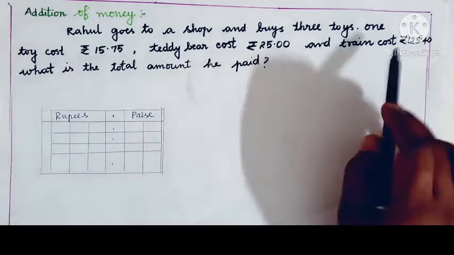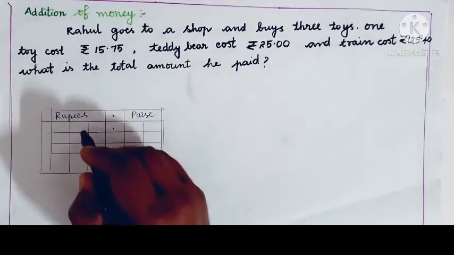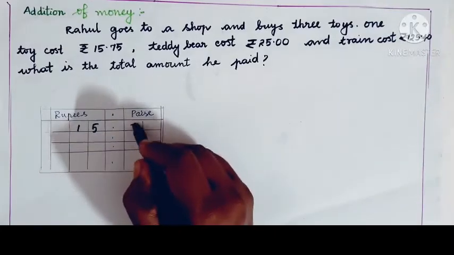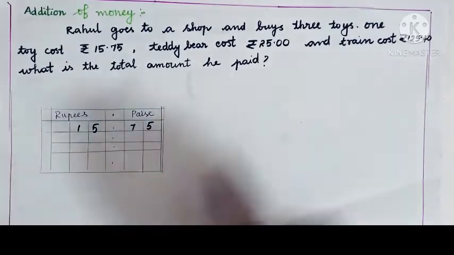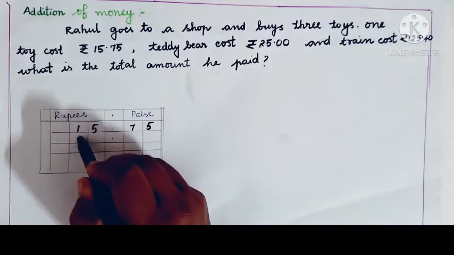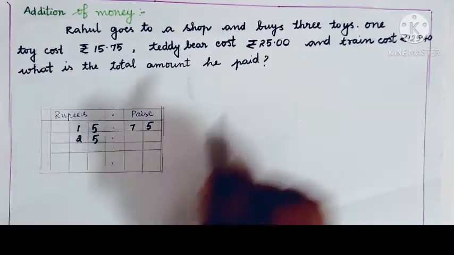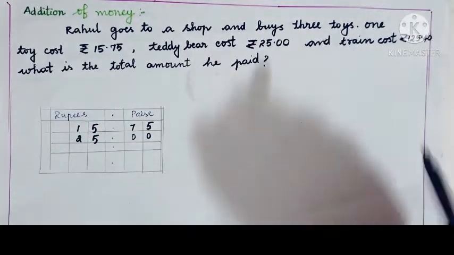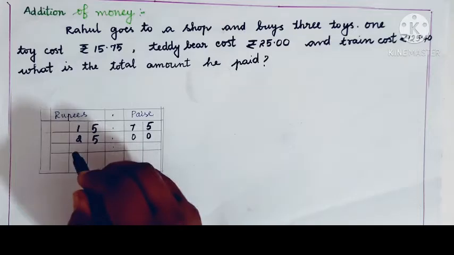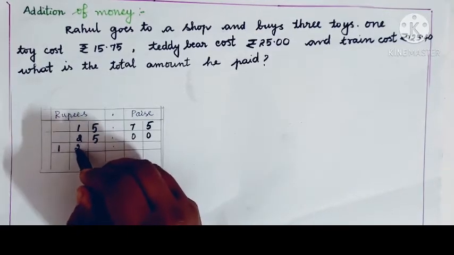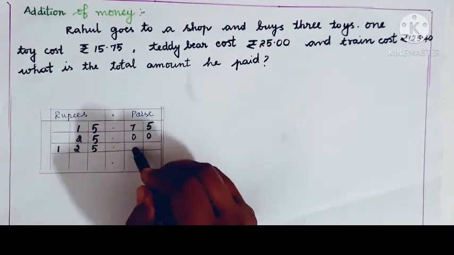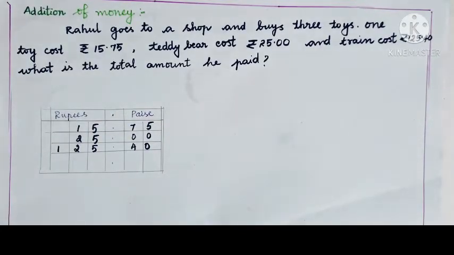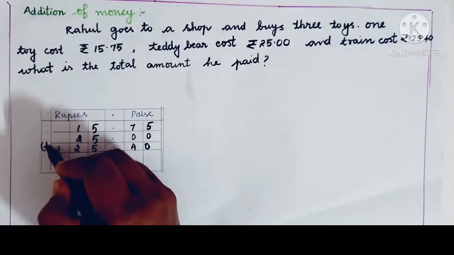Now I'll write the rupees first. So it is 15. So I write 15 rupees 75 pies. Fine. Next, 25 rupees. There is no pies, so put 0. Then the train toy costs what? 125. So 1, 2, 5. Pies is 40 pies. Yes, fine. Now we are going to add.